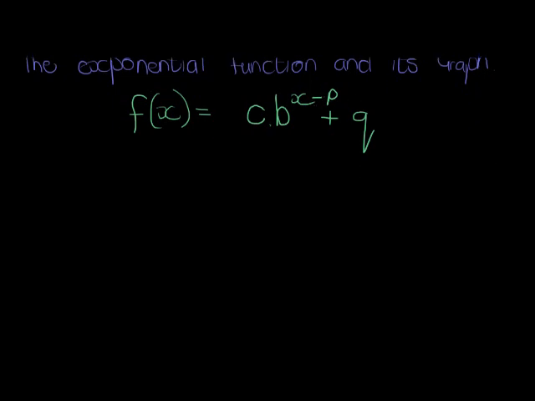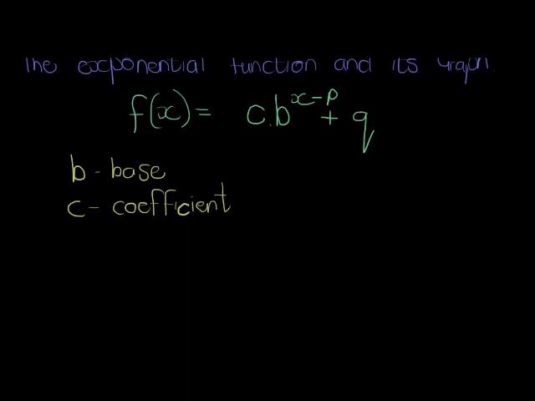So from here you can see we've got 3 parameters. The first parameter is b, that's the base. b is the base, and c is the coefficient. In other words, whatever is in front of the base. Coefficient, how do you spell it? Let's just spell it like that. There's a coefficient.